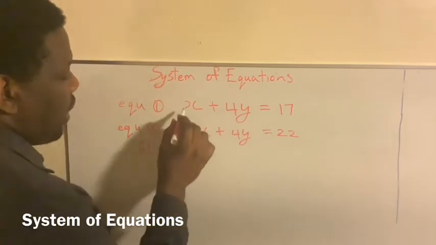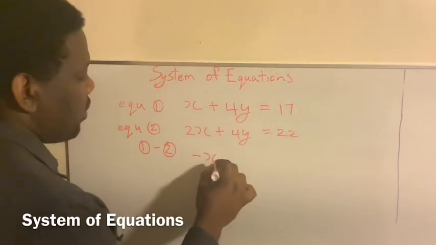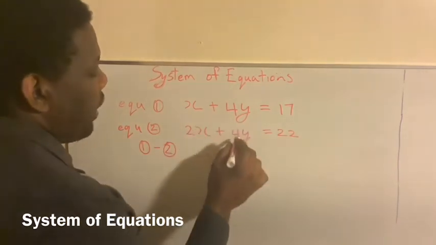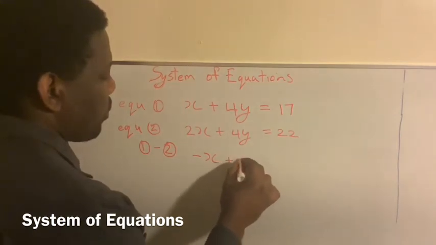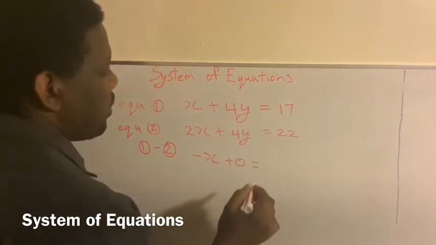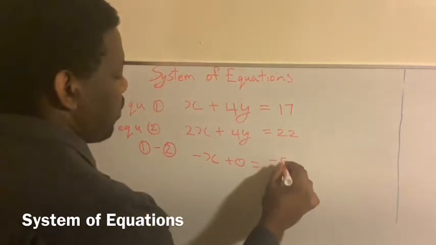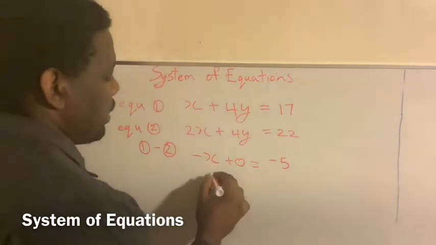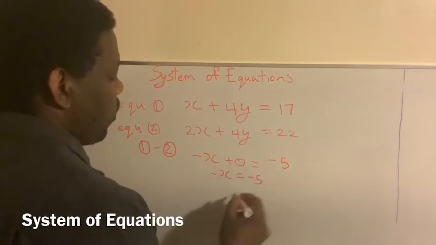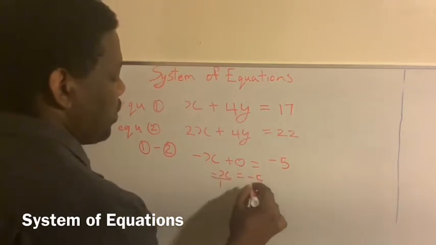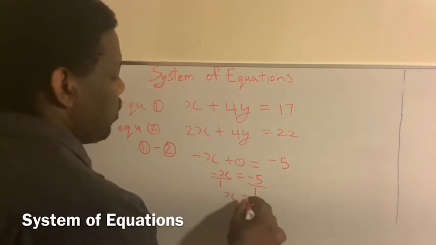So x subtract 2x is negative x. 4y subtract 4y is 0. 17 subtract 22 is negative 5. So we have negative x is equal to negative 5. We divide by negative 1 to make x positive. So x is equal to 5.